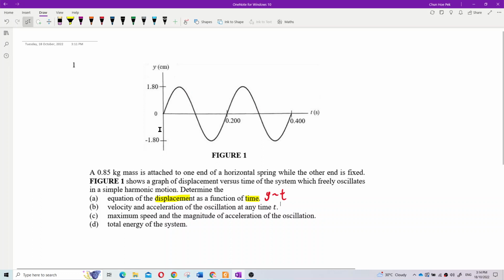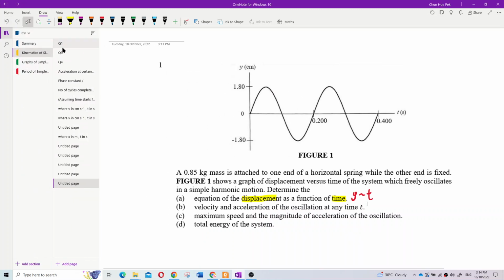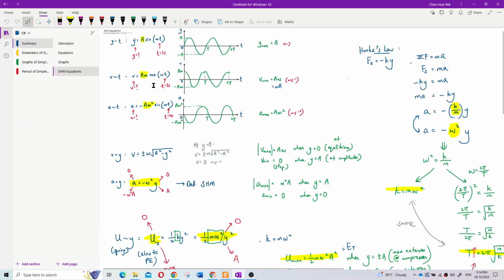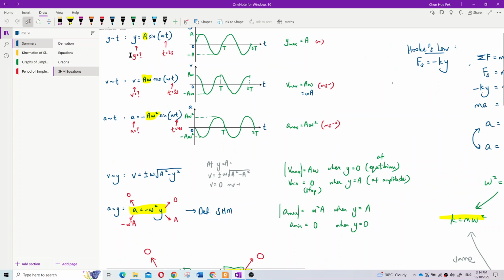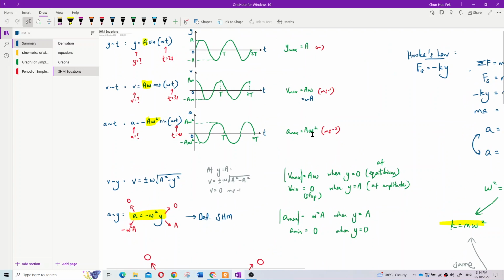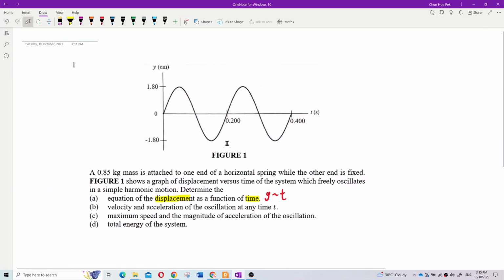So remember the displacement equation. Look back to our summary. Displacement equation is what again? A sine omega t. So it's a sine graph. Back to our question, this is a sine graph, correct or not? So our general formula just now is A sine omega t. Write that down. Okay, so question A.